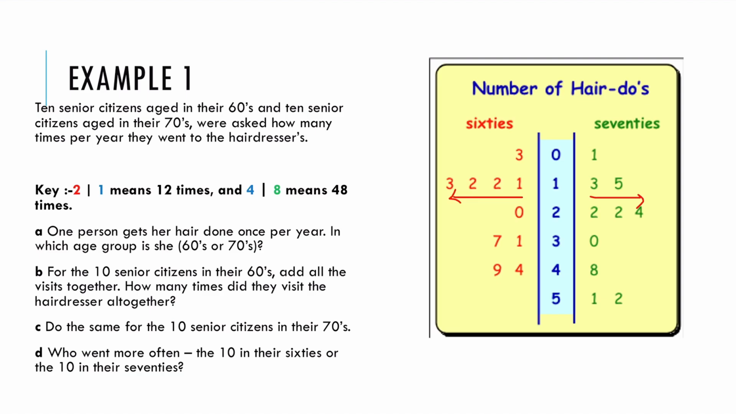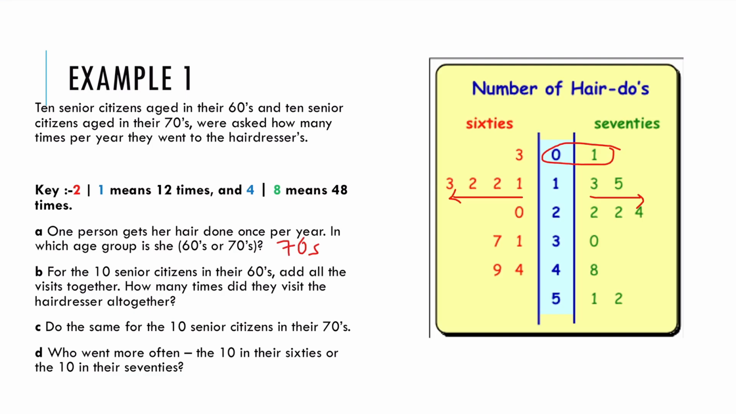Part A says one person gets her hair done once per year. In which age group is she, 60s or 70s? So we're looking for what number here stands for 1, and we can see it's the first row and the 1 is on the right hand side, which means that person is in their 70s.